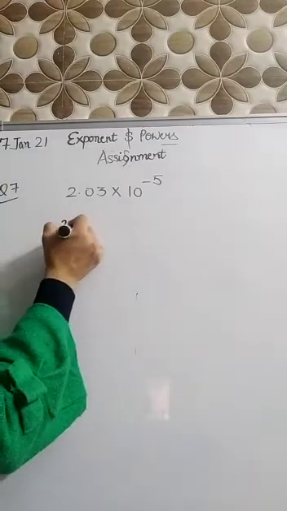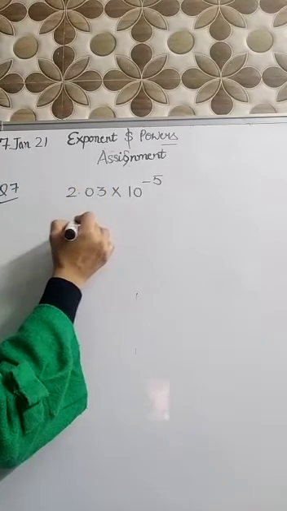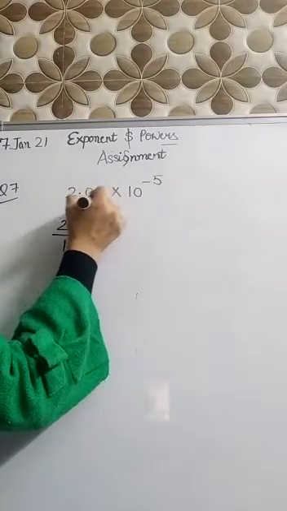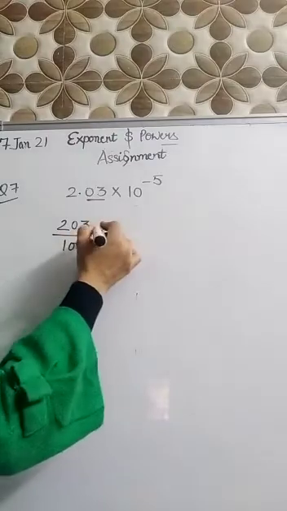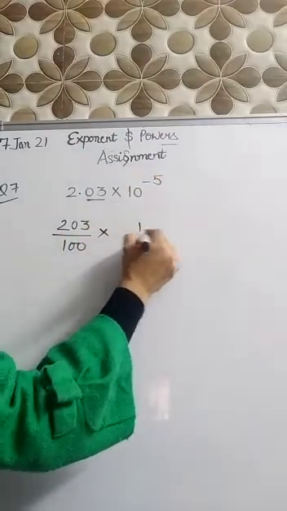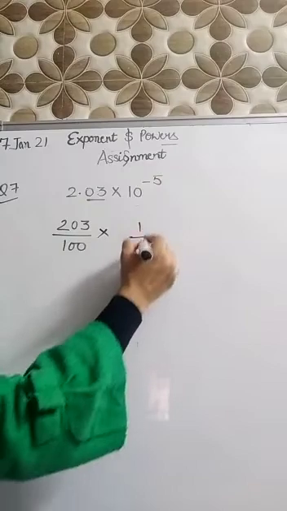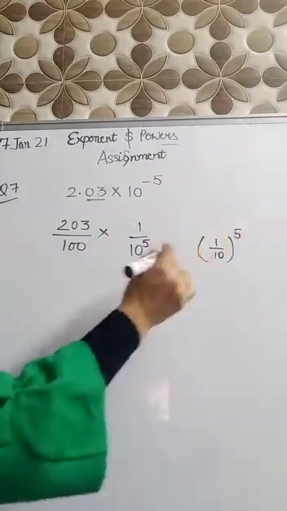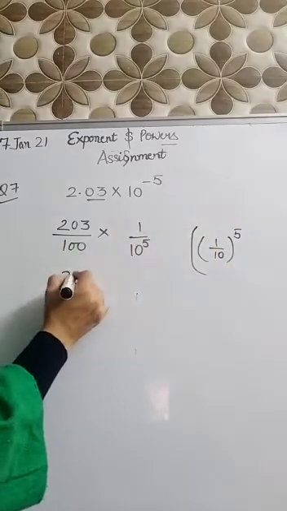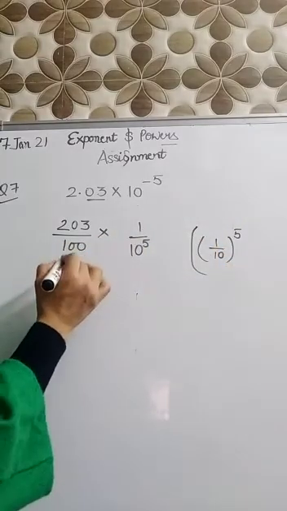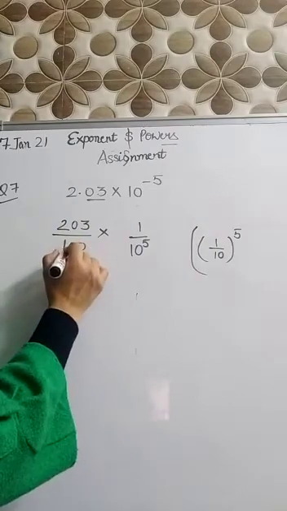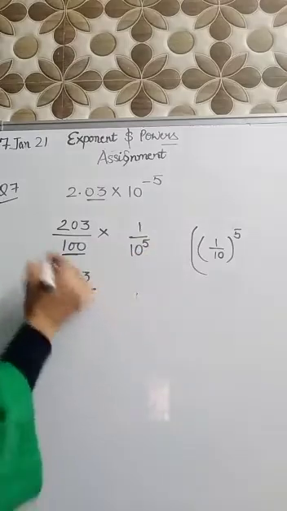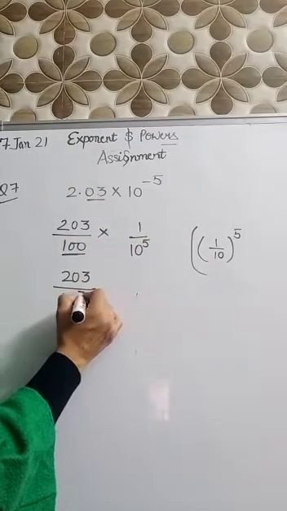So for this, let's remove this decimal. It will become 203 upon 100, because after the decimal I'm having 2 digits. That's why I put 2 zeros here. Power is negative, so let's make it positive. It will become 1 by 10 raised to power 5, or you can write it as 1 by 10 whole raised to power 5 also. Both are same. Now it will become 203 upon, here you are having 2 zeros, here 5 zeros. So if you combine all the zeros, that will become 10 raised to power 7.